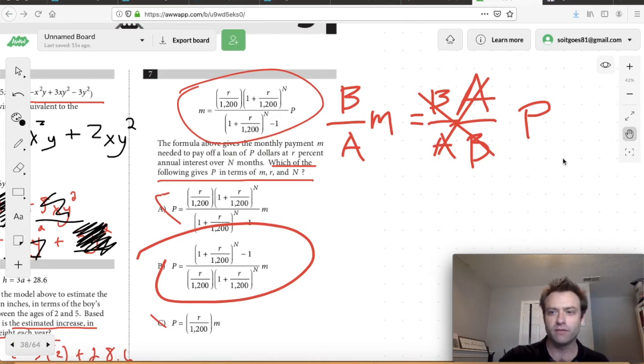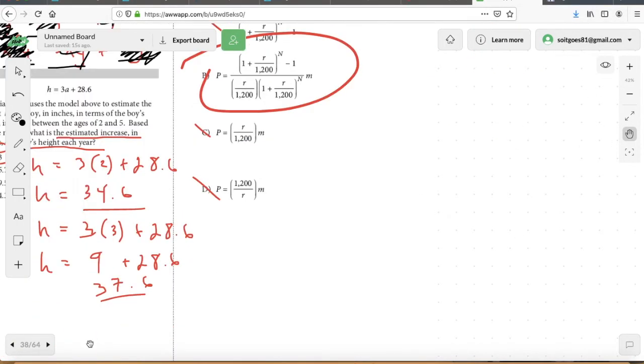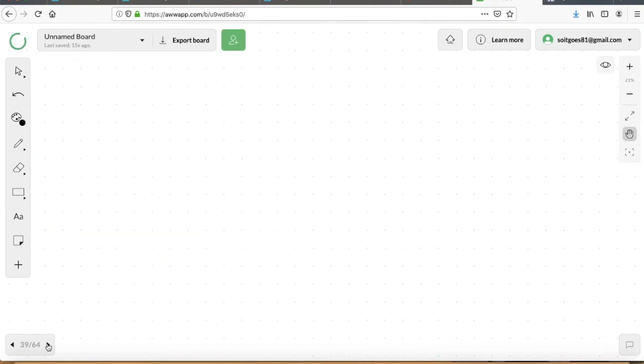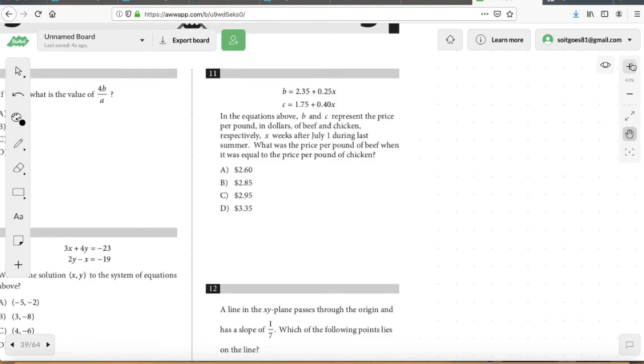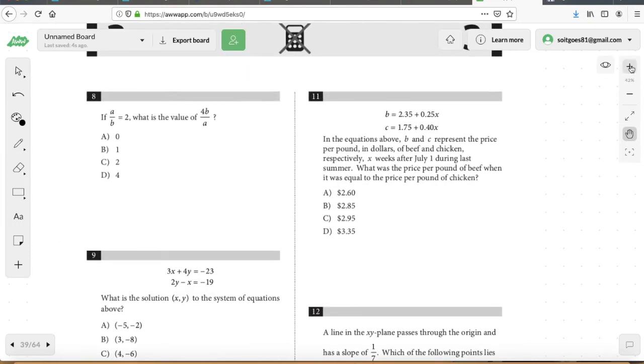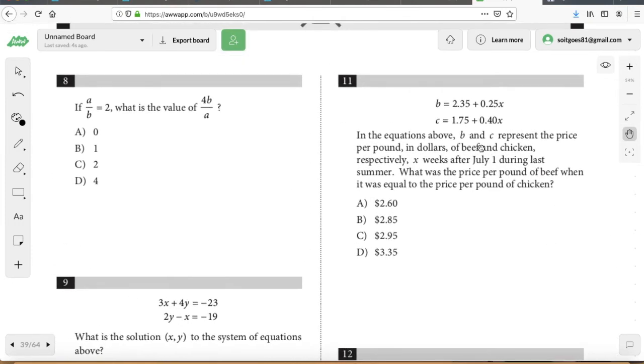All right, that's 7? I think that's it on that page. Great. Let's keep on rock and rolling. Let's go to question number 8. All right, question number 8 is, if A over B equals 2, what is the value of 4B over A? Looks super scary. Don't be intimidated by this again.